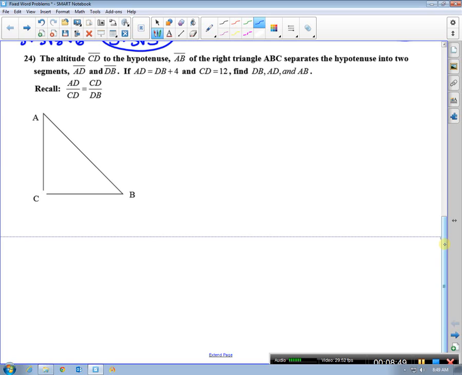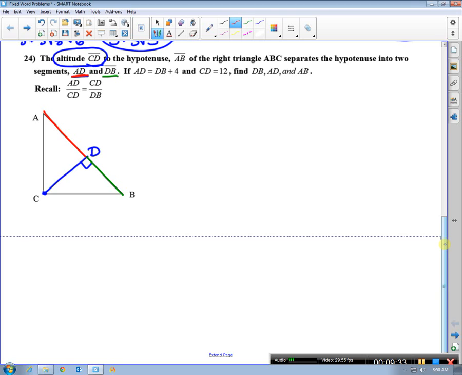The next question has to do with a theorem that you learned in geometry. The altitude CD to the hypotenuse AB of a right triangle separates the hypotenuse into 2 segments. So we need to go from C and draw an altitude to the hypotenuse. Altitudes are perpendicular, and we're labeling that CD, altitude CD. So it's showing you that it cuts it into 2 segments, AD, we've got that segment here, and DB, we've got that segment there.